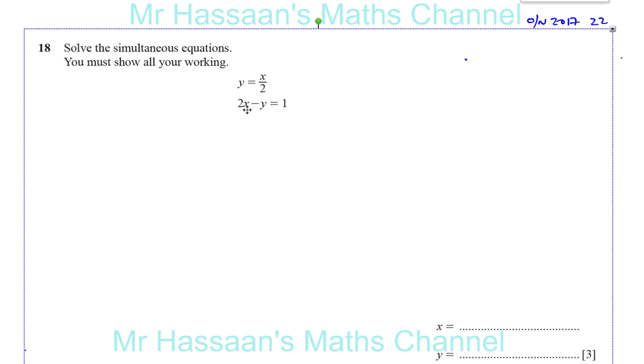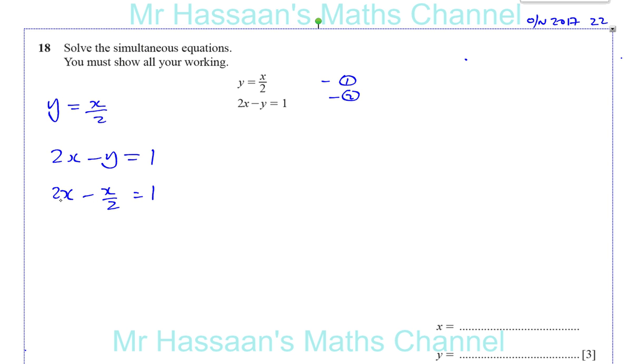So basically, what I would do here is I say, okay, we know that y is equal to x over 2. So all we need to do is replace the y in the second equation. This is equation 1, this is equation 2. Replace y with x over 2. Because if 2x minus y is equal to 1, and y is equal to x over 2, that means 2x minus x over 2 is equal to 1.